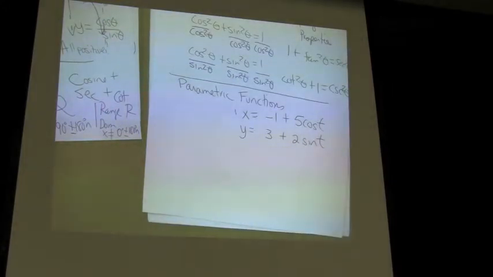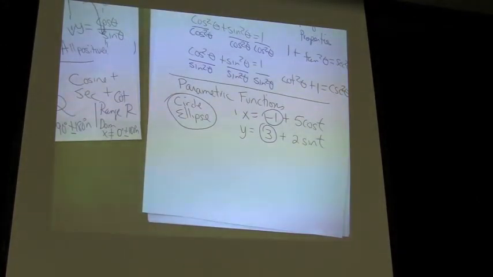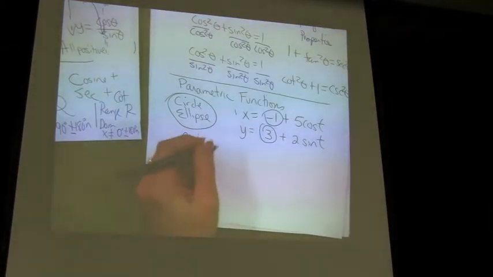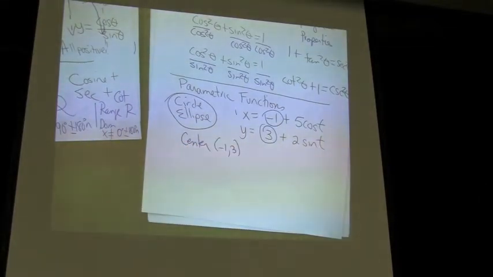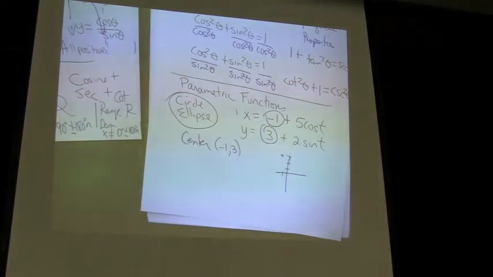And so you should be able to recognize that these type of parametric functions do create ellipses. They also can create circles, and they even can create the other conics as well. The important thing to understand about this is that these numbers are what? The center of the conic. So this conic would have a center at -1, 3. Okay? It would have a center at -1, 3.